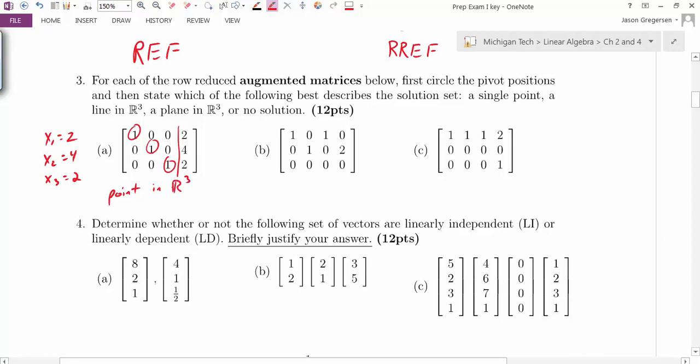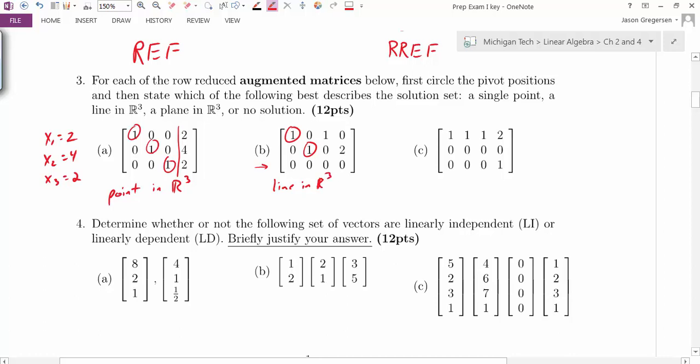Now we look at the next one. If I think about what the solution would be, I can identify my pivot positions, and it looks like I have one free variable. So I have a column that doesn't have a pivot position, so this would mark my free variable. Now I also have a row of all zeros, and that's okay because that means there is not a pivot position in that right-hand column. So I know there are solutions, and there's one free variable, and because there's only one free variable, I can already say that this is going to be a line in R3.